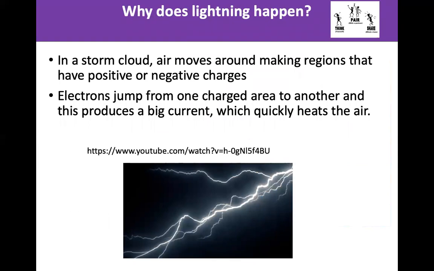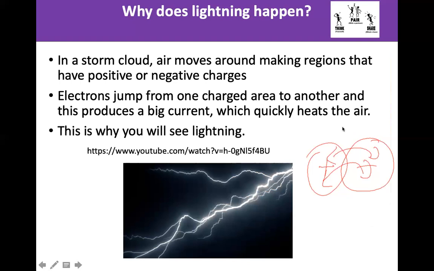So how does lightning happen? When we have a storm cloud, air is moving around constantly, and the movement of that air creates regions that have a positive charge, and it creates regions that have a negative charge. And electrons are jumping from the positive region to the negative region, and from the negative region to the positive region. This electrons jumping from one area to another produces a really big current. And this current heats up the air and produces lightning. And that is how lightning is produced. And you would have seen that explained in the video as well. And that's why you see lightning.